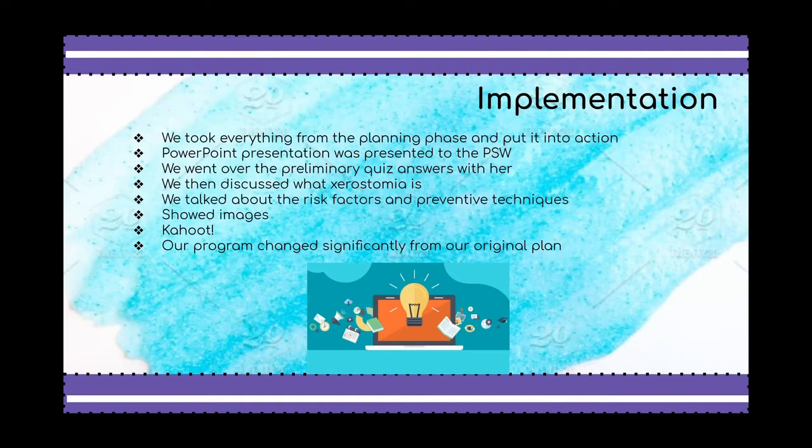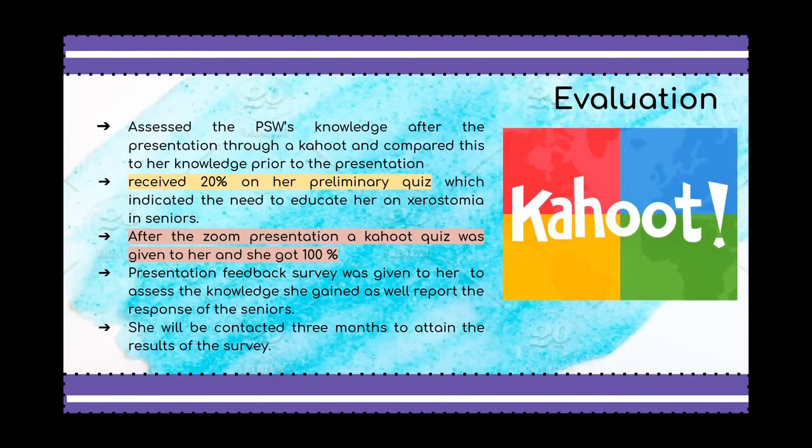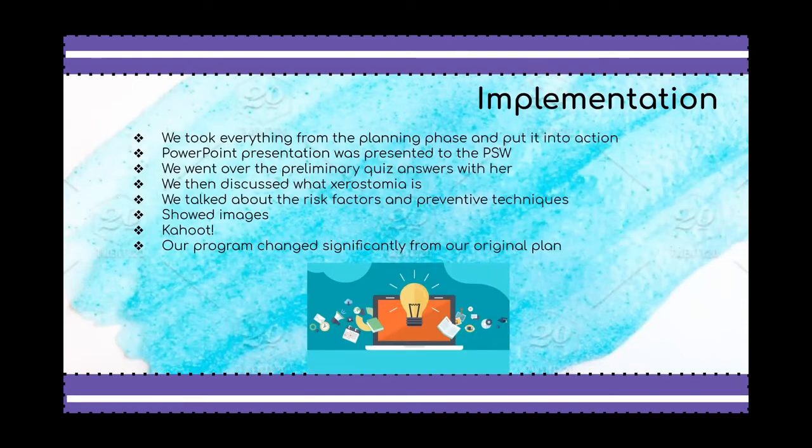Our program changed significantly from our original plan in our community class with Kim. We originally planned to go to 5 different retirement homes and assess the clients who wanted to participate. We were going to assess if they had xerostomia, and if they did, we would educate them on xerostomia. Due to COVID-19, we had to change our plan. Next, we will show you our video with Sarah, who is the PSW that we presented our information to.